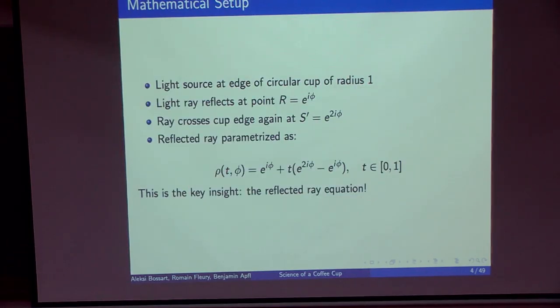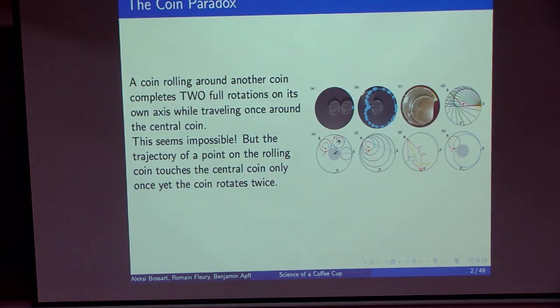Light over the edge of a circular cup of radius 1, say 1 millimeter. Light reflects at point e^(i phi). The ray crosses the cup edge again at e^(i 2 phi). Makes sense? The angle will just double. So we can parameterize this very simply as e^(i phi) plus t times (e^(2 i phi) minus e^(i phi)), where t is between 0 and 1. This is the reflected ray position. So basically over here is where we are taking the phi and then going to 2 phi. Does that make sense?